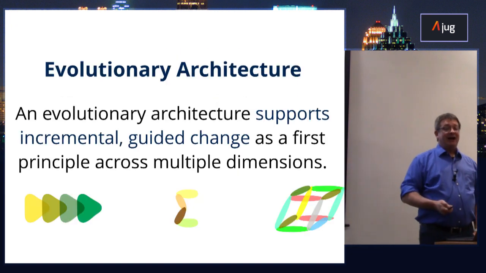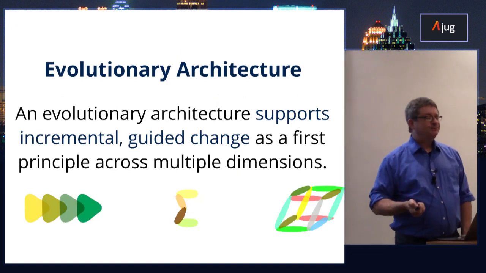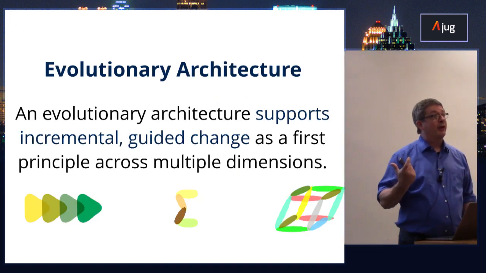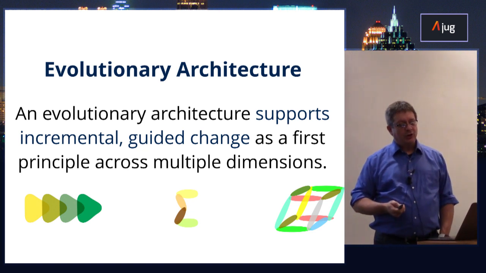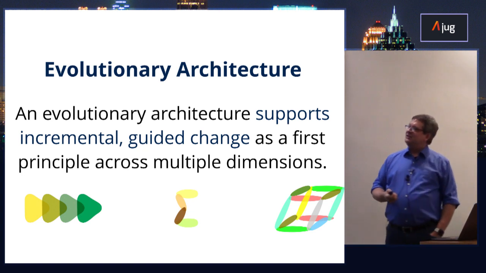Which brings me around to this idea of an evolutionary architecture. This is one of the supporting elements that you have to have for being able to do things like feature toggles. And this is our definition.